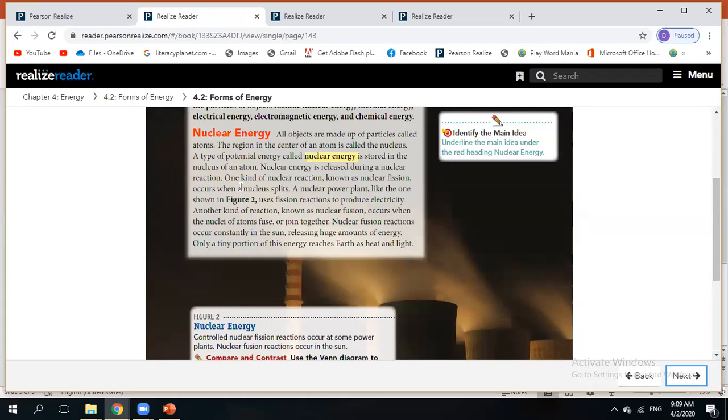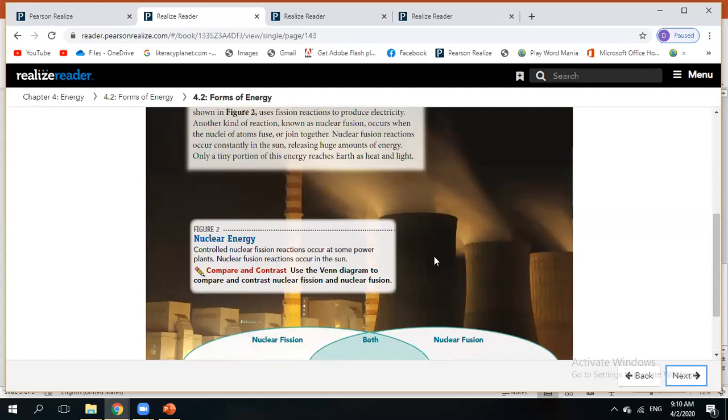For example, what occurs in the nuclear power plant, like in this photo? The nuclear power plant undergoes nuclear fission. It splits the nucleus of atoms to release the stored energy inside the nucleus in a process called nuclear fission. This gives energy. What will this energy be used for? It's used to produce electricity.